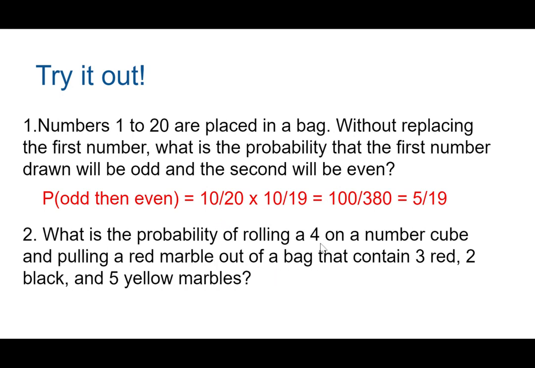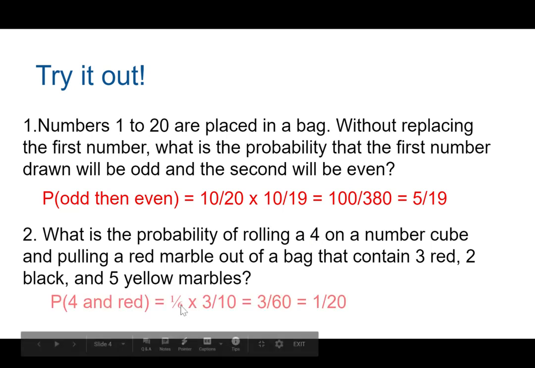Number 2, what is the probability of rolling a 4 and then pulling out a red marble out of a bag? So to me, they're completely different events. I've got rolling a 4 on a number cube, and I've got marbles. So let's do the probability of rolling a 4. There's 1 4 out of 6, and there are 3 red out of 3 plus 2 is 5, plus 5 is 10, so it's 3 out of 10. And I multiply 1 times 3 is 3, 6 times 10 is 60, and I simplified that by dividing by 3, and I got 1 over 20.